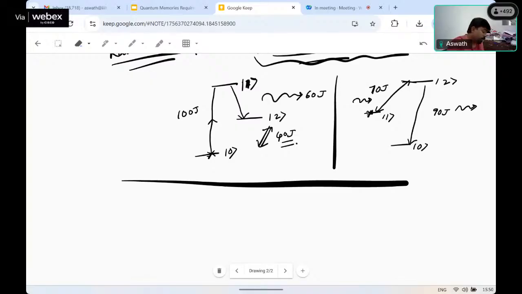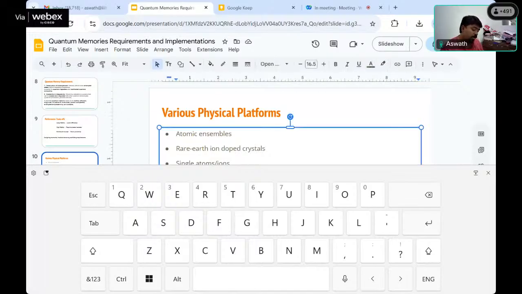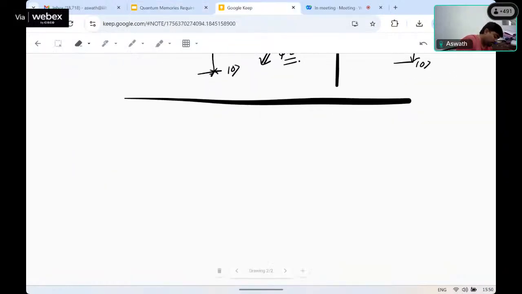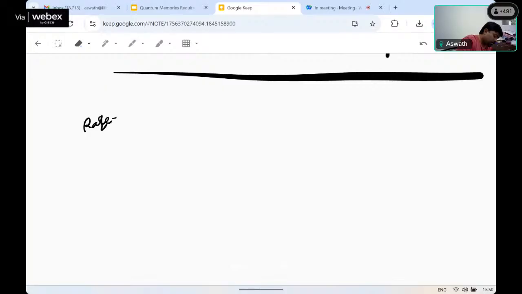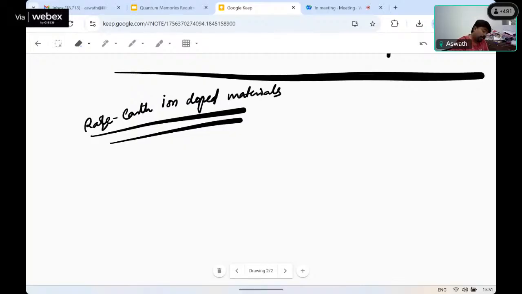Okay, right? So what other memories could we think of? Rare earth ion doped materials. So what are these things? They take rare earth ions and dope them into some other rare earth material. They take an yttrium host, and erbium dopants they will put in yttrium. Erbium. So this kind of material they take, and they dope inside.